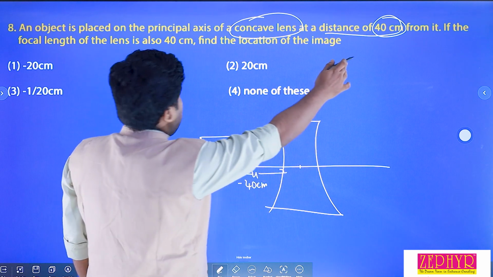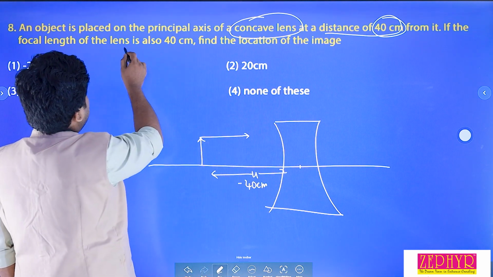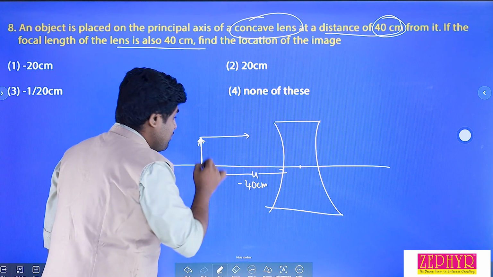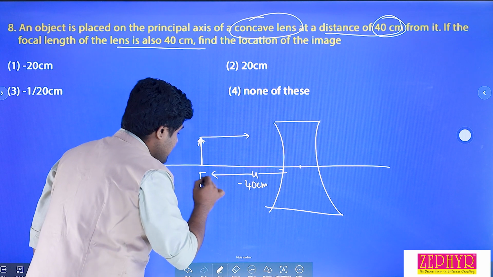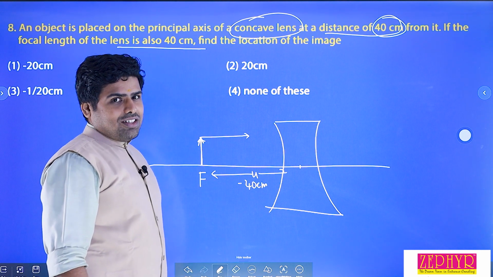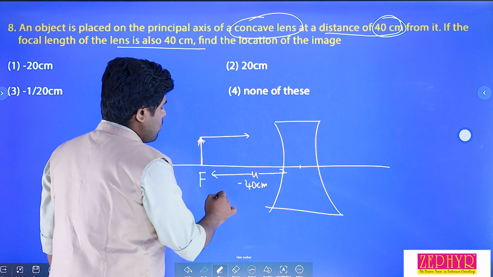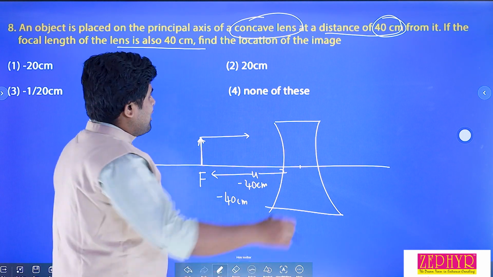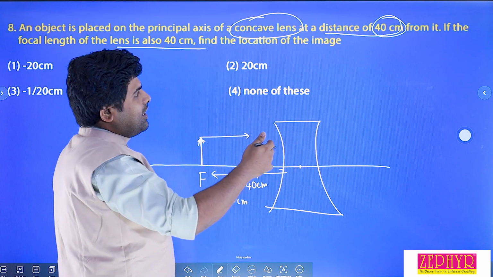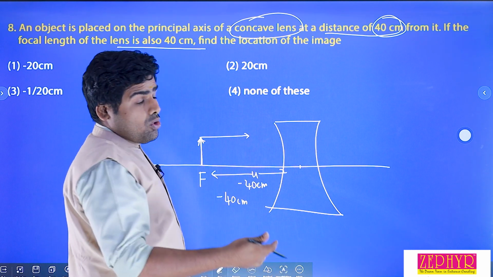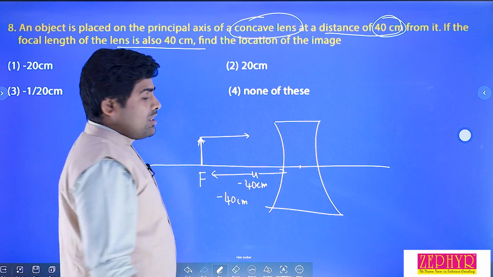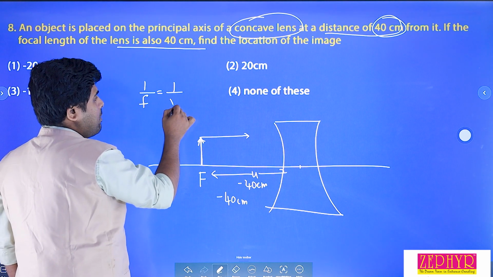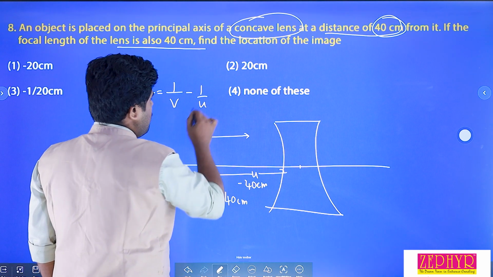Okay, and another data: the focal length of the lens is also 40 centimeter, that means this object is present where? It is present at its focus. So here the focal length is also minus 40 centimeter. Then what is the equation related to the lens? See, the equation related to the lens: 1 by focal length is equal to 1 by v minus 1 by u.